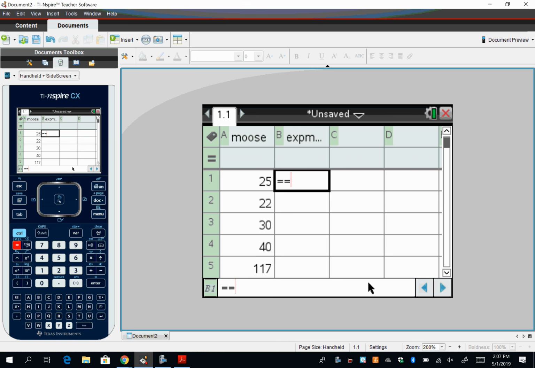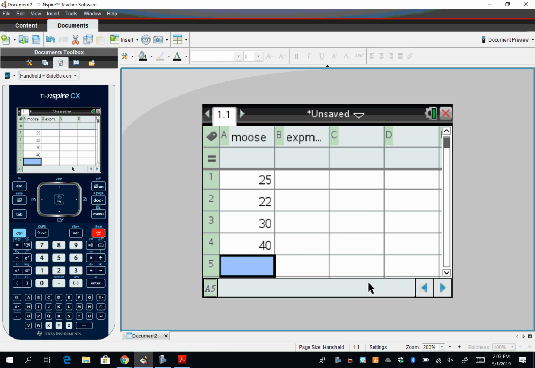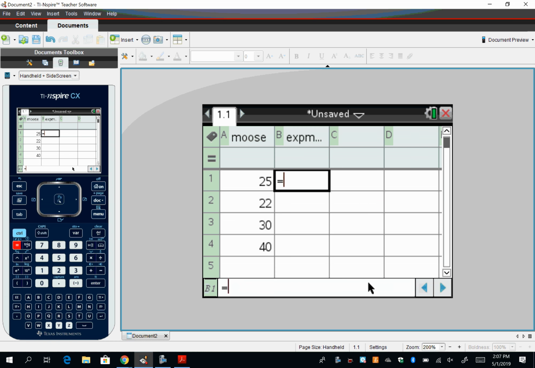Did I write down 117 in a column? Let's erase that. Okay, so equals 117 times 0.34. So there's my expected number in habitat 1. In habitat 1, did I see more or fewer moose than I thought I would? I saw fewer. I saw 25 moose, but I expected to see 40. I only saw 25.